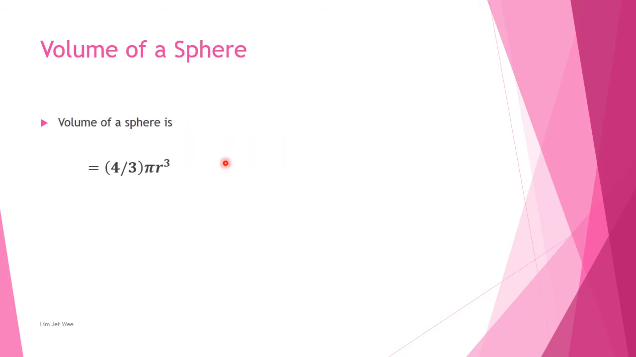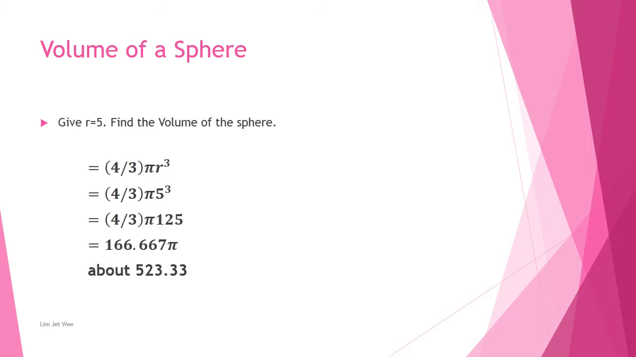So we already know the volume of a sphere has a formula. Its formula is a little bit complicated, but it will take a little bit of time to get used to. It's 4 over 3 multiplied by pi, then r, which is the radius, cubed.